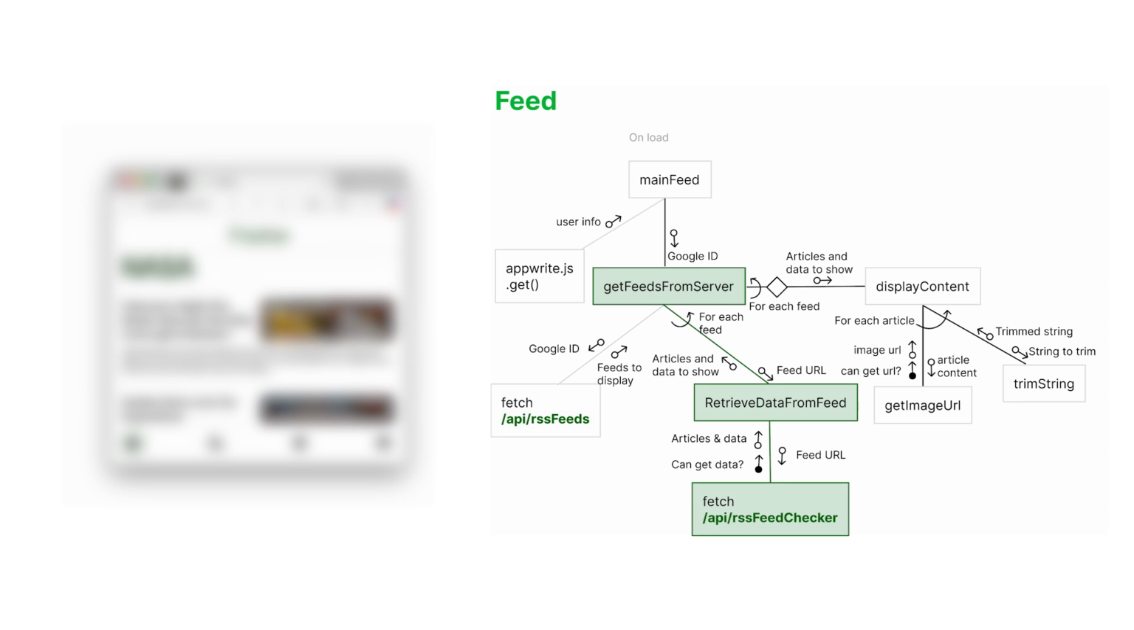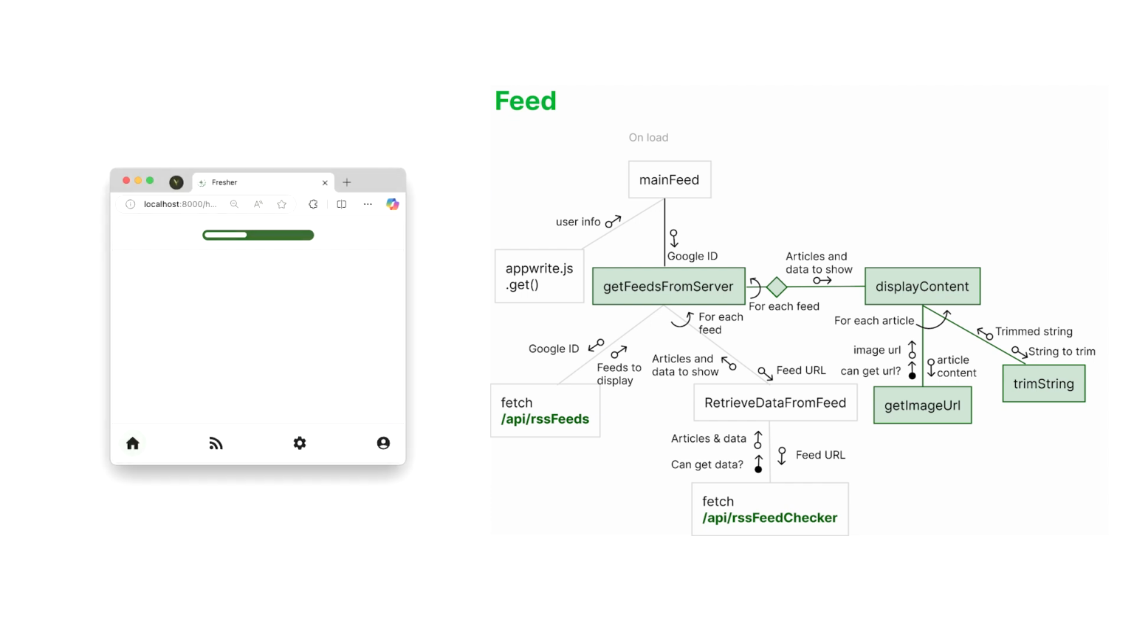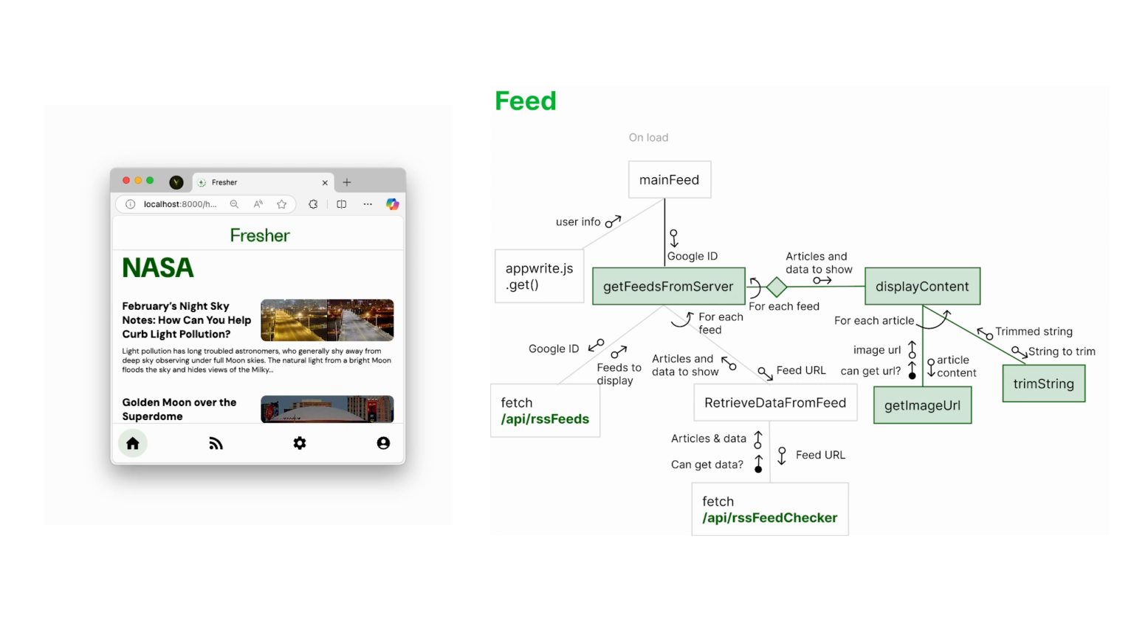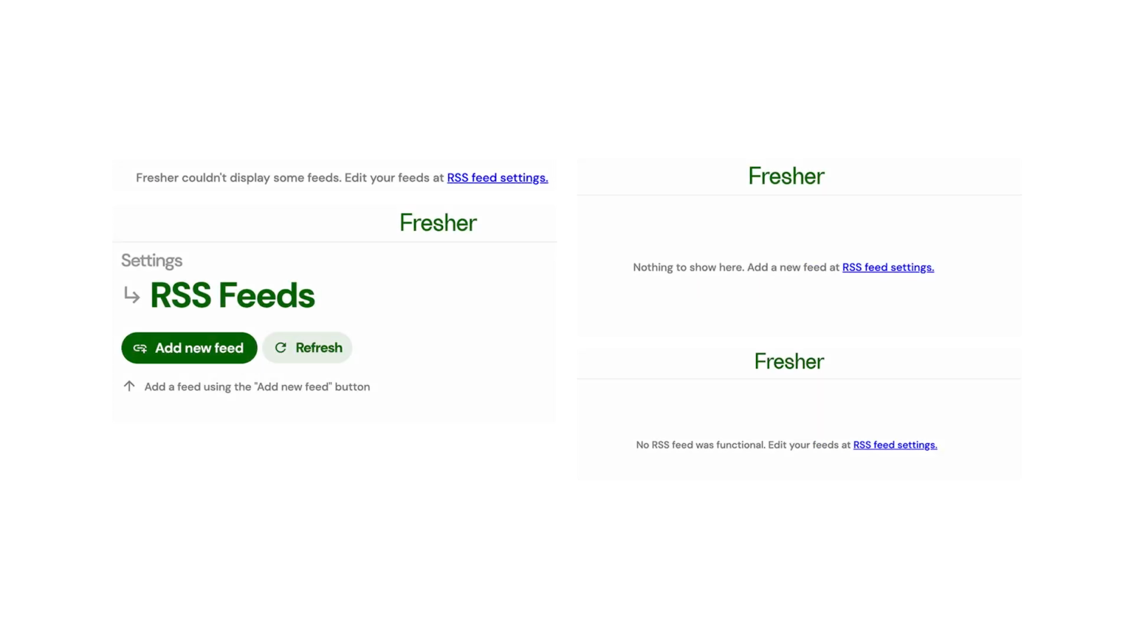For every feed that's given, Fresher contacts the server to fetch the articles for that feed. If the server was able to successfully obtain content for that feed, it'll go through and display the articles. This process is sequential, meaning that it's much faster and more responsive. If Fresher has a problem with the feed, warnings are shown to nudge the user to fix them.